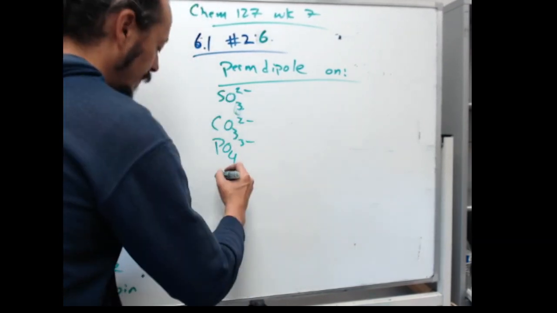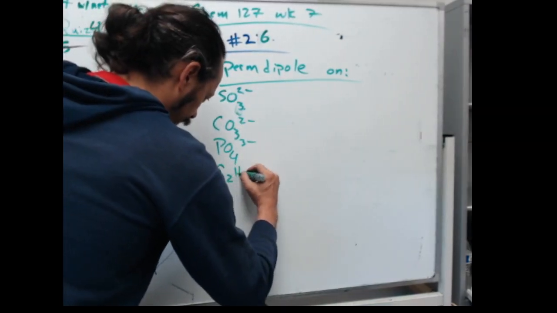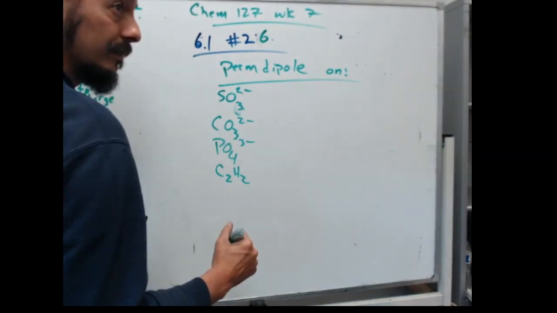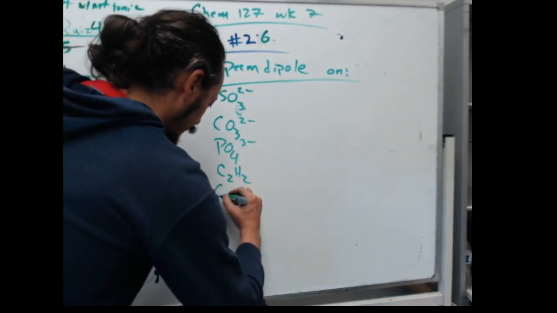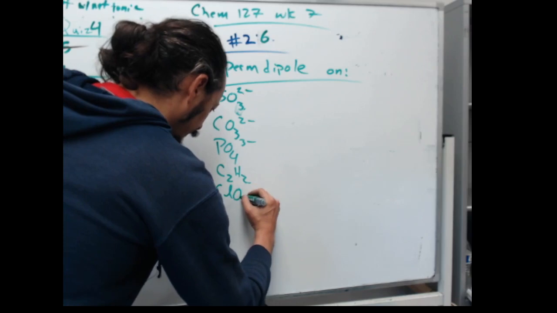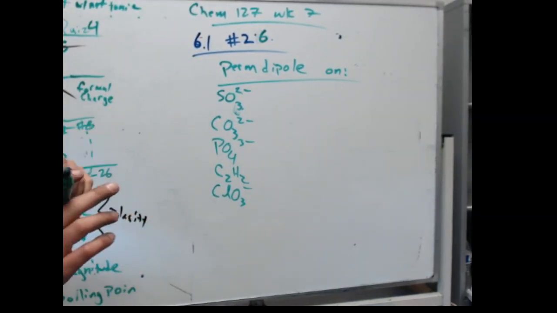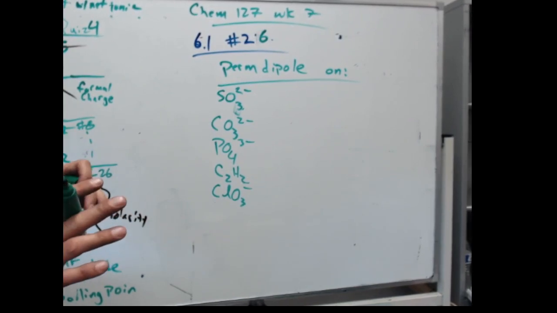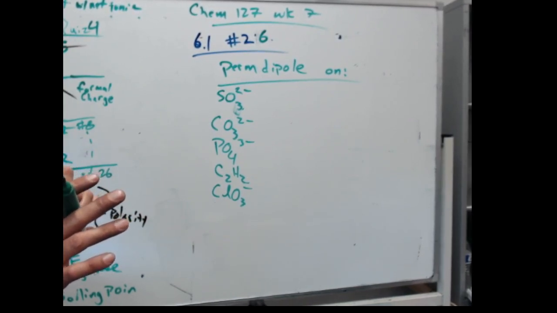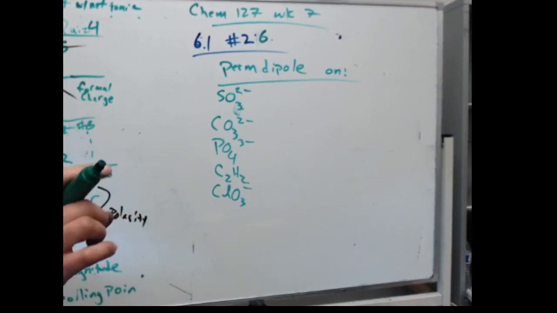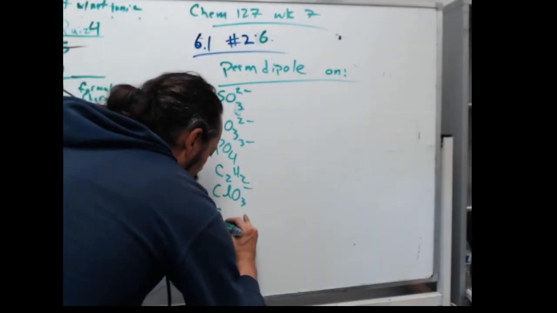And C2H2, ClO3 minus. And there's a couple more if you just want to do it. Let's just start with these. Any others that are really interesting that you definitely want to do? I got one. CH3CH2OH.